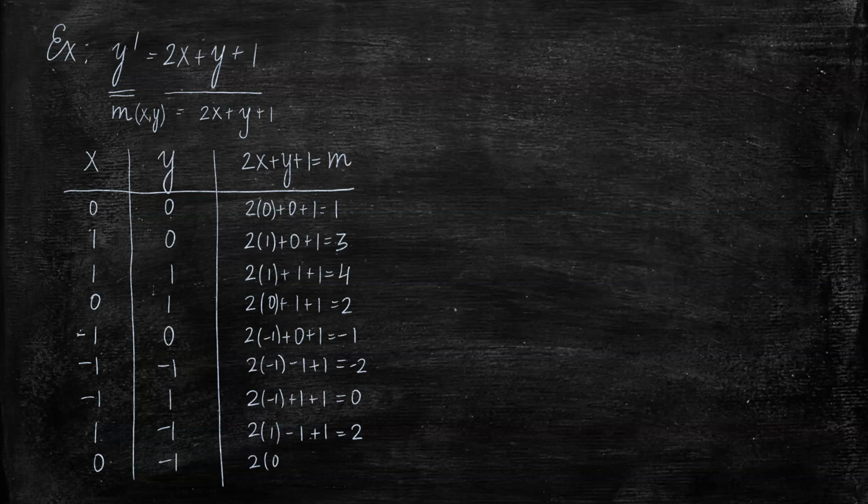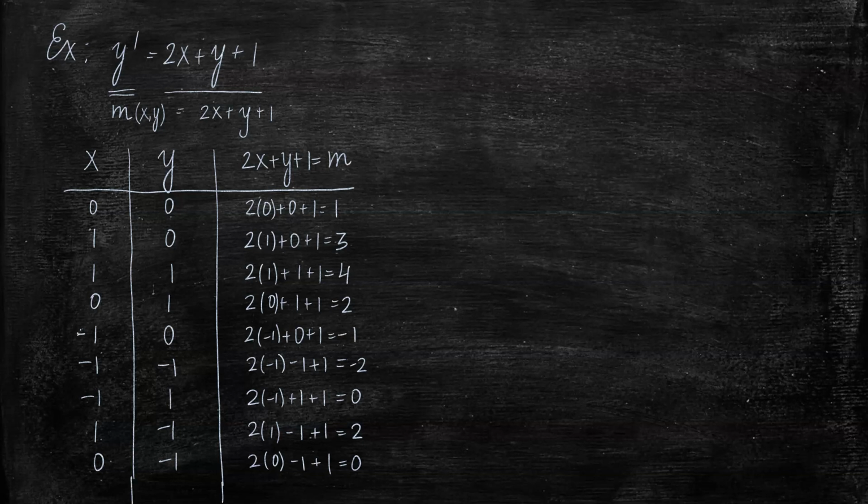So we have 2 times 0 minus 1 plus 1. That's 0. And again, it doesn't have to be whole numbers. We can do the same computations for fractions as well. So let's try 1/2 and 1/2. So we get 2 times 1/2 plus 1/2 plus 1. So it is 2.5.